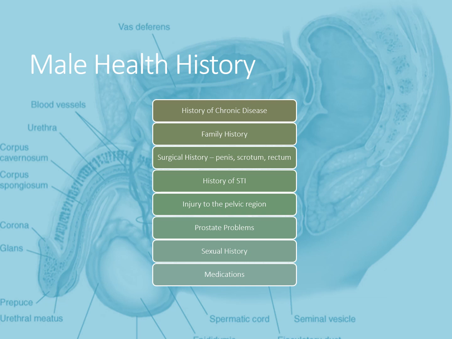Sexual history would include things such as sexual orientation, number of sexual partners, and whether or not they practice safe sex. Medication usage is also important to include not just current medications that may be prescribed, but also herbal medications, recreational drugs, and over-the-counter medications, as they may have an impact on the genitourinary system and its function.